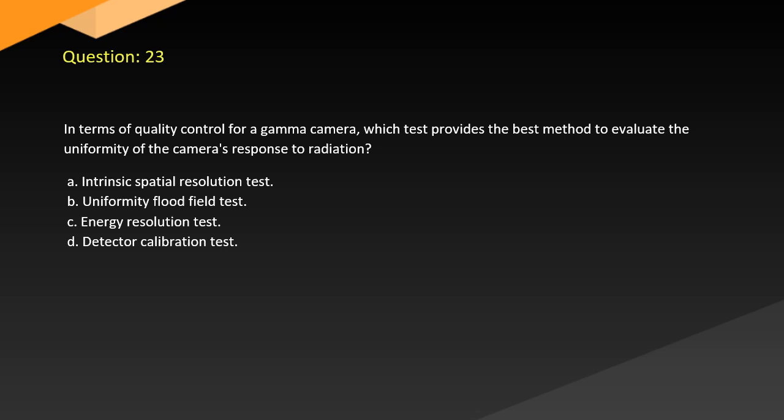Question 23. In terms of quality control for a gamma camera, which test provides the best method to evaluate the uniformity of the camera's response to radiation? A. Intrinsic spatial resolution test. B. Uniformity flood field test. C. Energy resolution test. D. Detector calibration test.